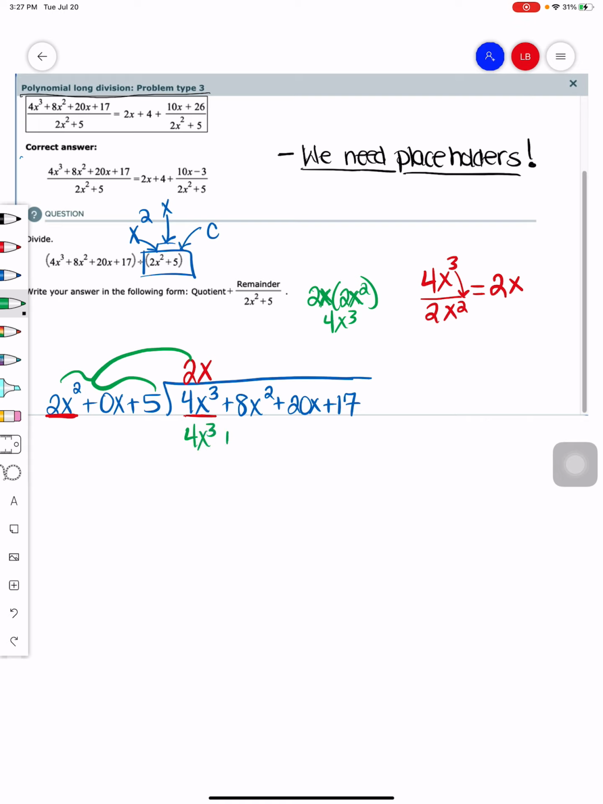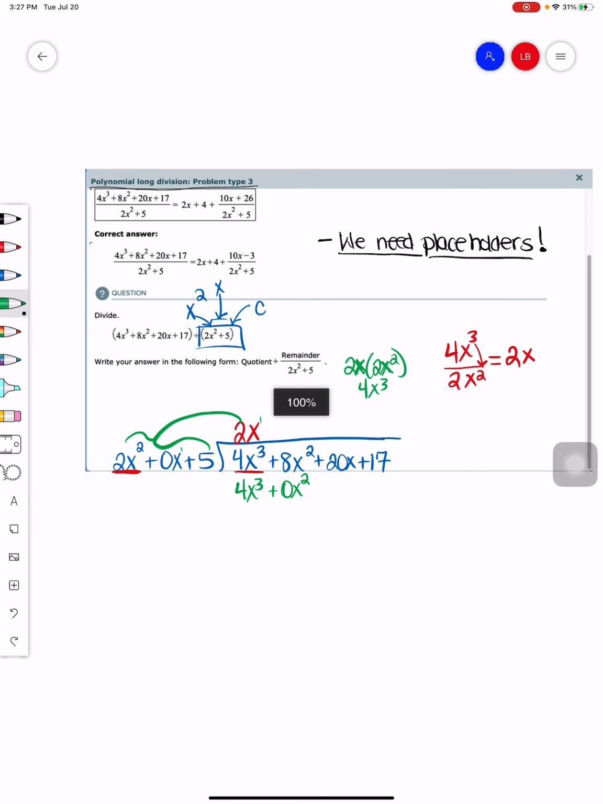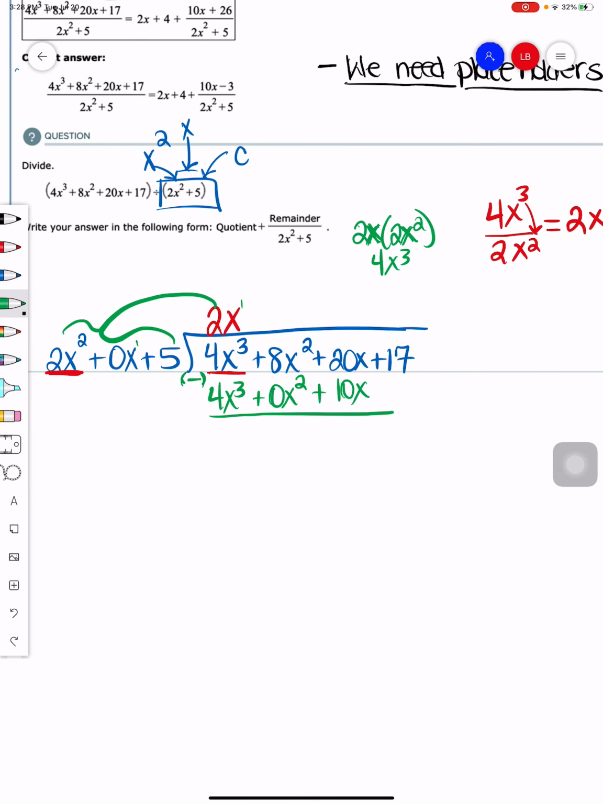2x times 0x. Well, 2 times 0 gives me 0. So that's going to be plus 0x squared. Remember to add your exponents. x to the first power times x to the first power gives you x squared. And then 2x times 5 gives you plus 10x. Now, people write this differently, and it's whatever you like, really. But what I've started doing, I haven't always done this, is I put my minus sign there, but I put it in parentheses to remind me that I am subtracting everything. So I have 4x cubed minus 4x cubed. That's 0. It's gone. I have 8x squared minus 0x squared. So that's going to leave me with 8x squared. I have 20x minus a positive 10x. So that leaves me with plus 10x. And then you always need to drop down that next term.